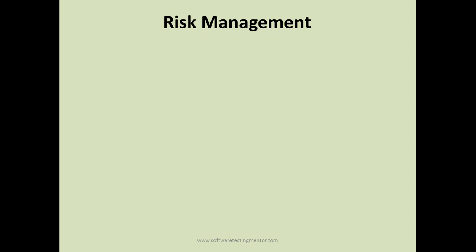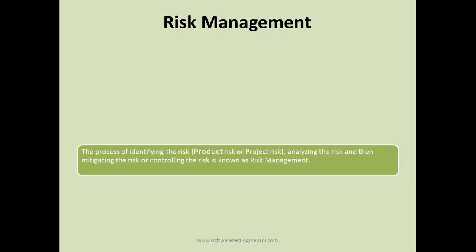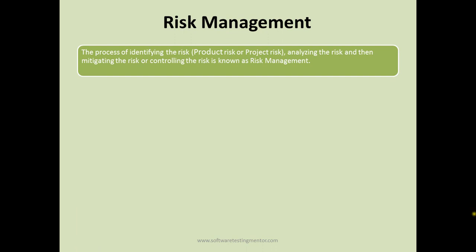So what is risk management? Let's understand what risk management is. The process of identifying the risk, be it a product or project risk, analyzing the risk and then mitigating or controlling the risk is known as risk management. So risk management is nothing but first you identify the risk, product or project risk, then analyze it, and finally you mitigate it or control it by some techniques. This whole process, identification, analyzing and mitigating, is known as risk management.